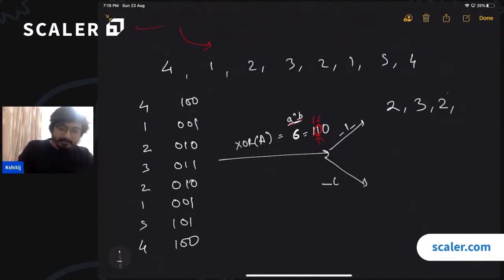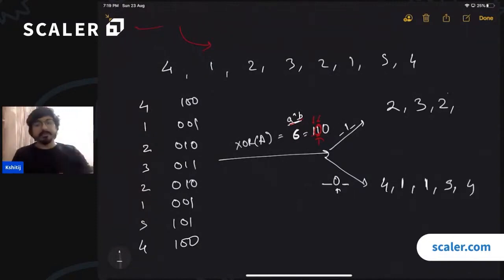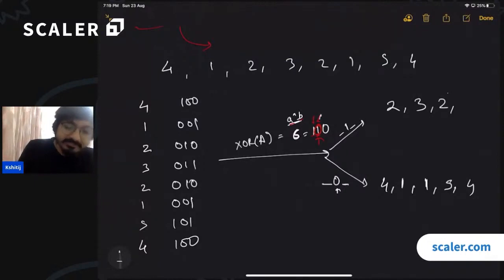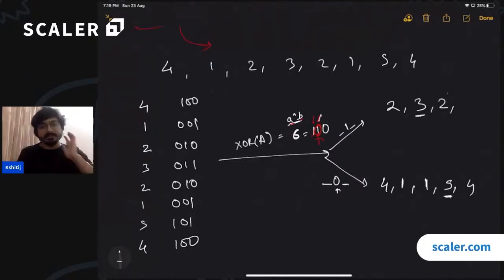And for all the numbers which have got an unset bit here, we have got 4, we have got 1, then we have got 1 again, then we have got 5, and we have got 4. Right? So if I'm separating all the numbers based on the bit position which is different in the two numbers, I can make sure that both the numbers are falling in two different sets. What about the other numbers?